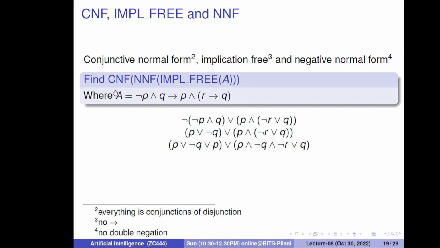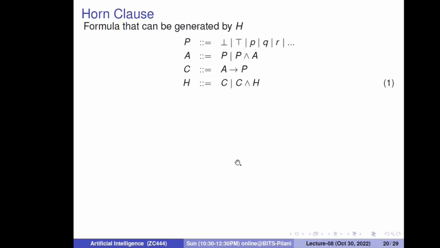For example, here is a question: find the implication free A. So A is this. There is a double negation, so you remove that negation. Implication free means this particular part; NNF, negative normal form, means you remove double negation. If you take it inside, then AND becomes OR and double negation comes here, so this is removed. In this way.